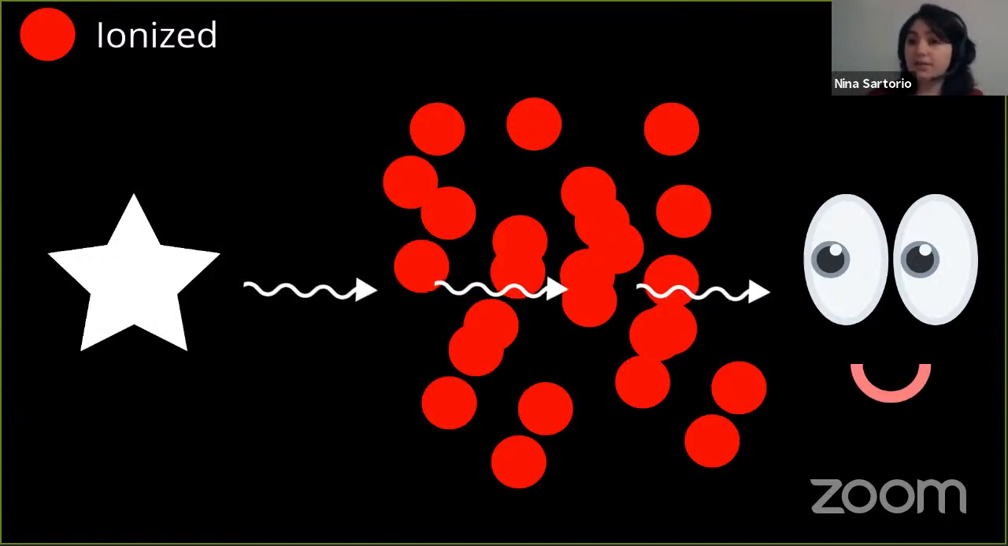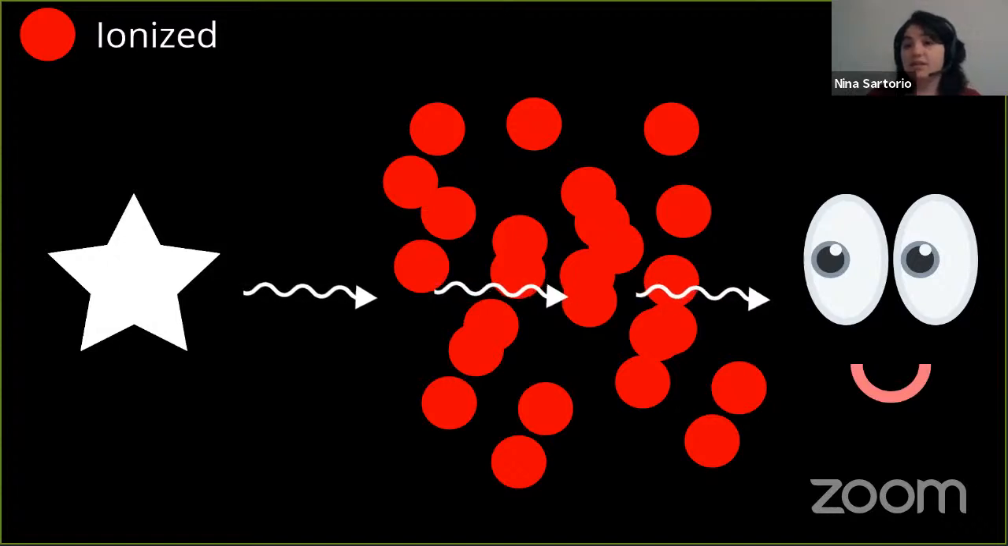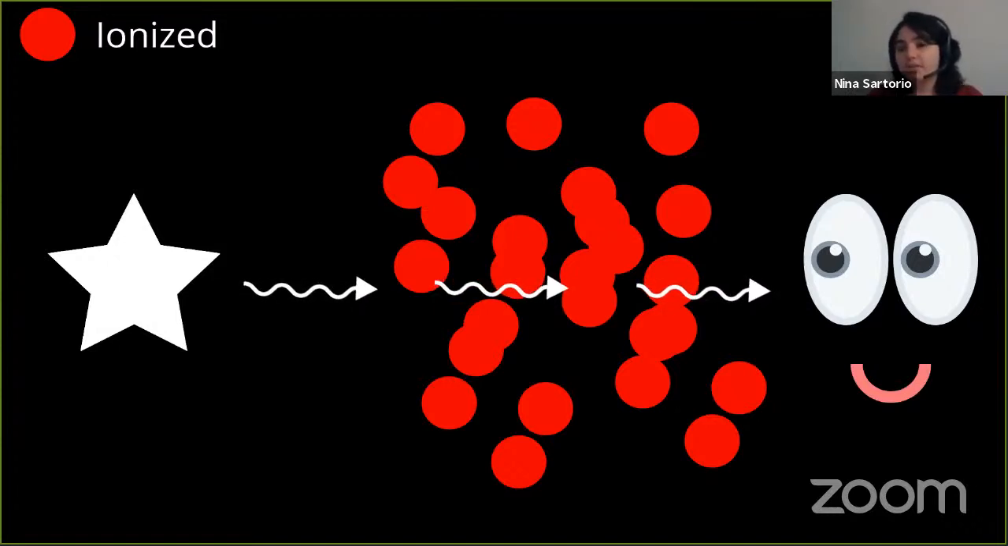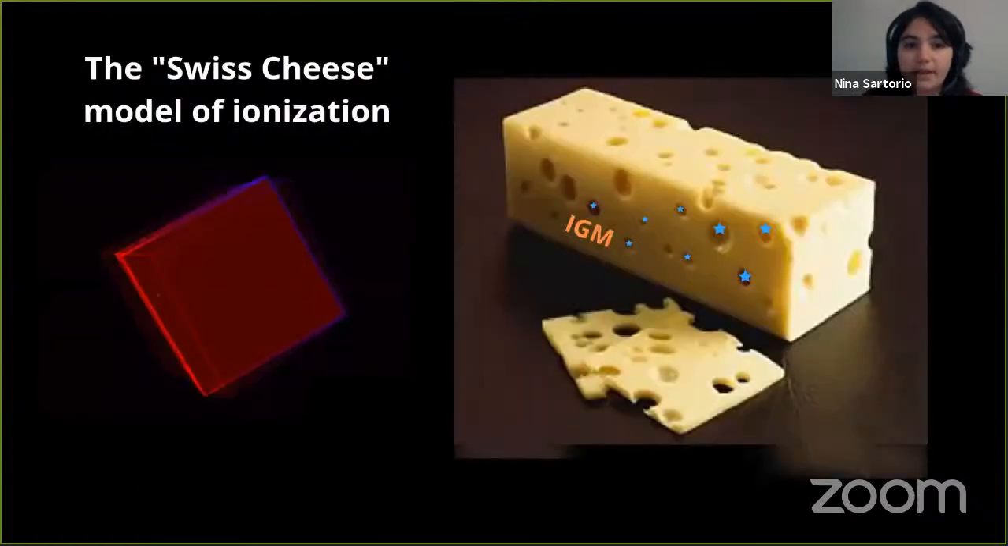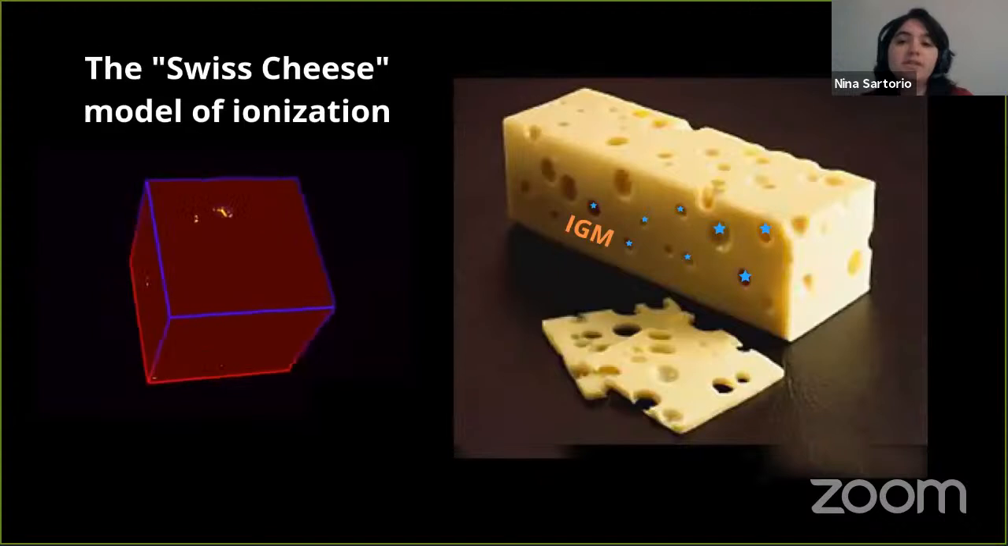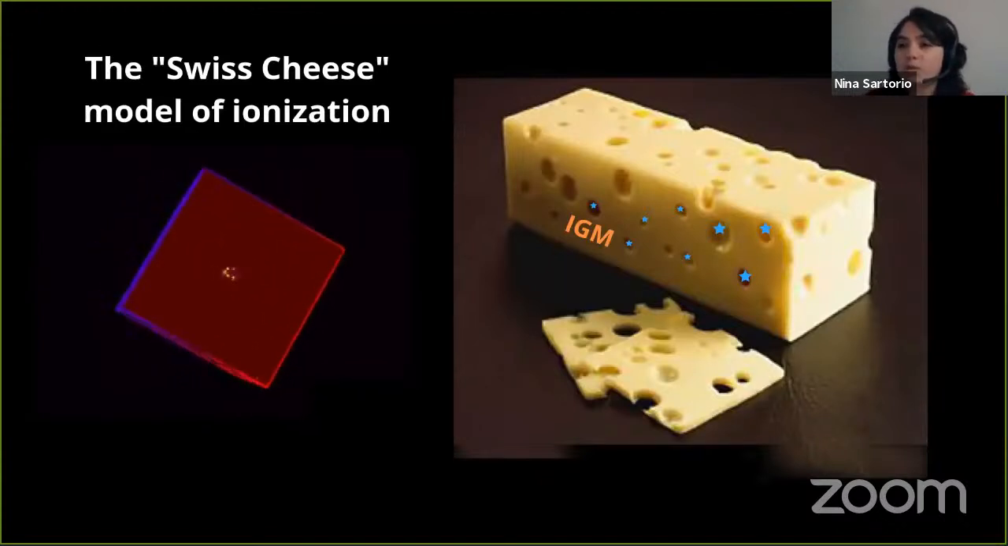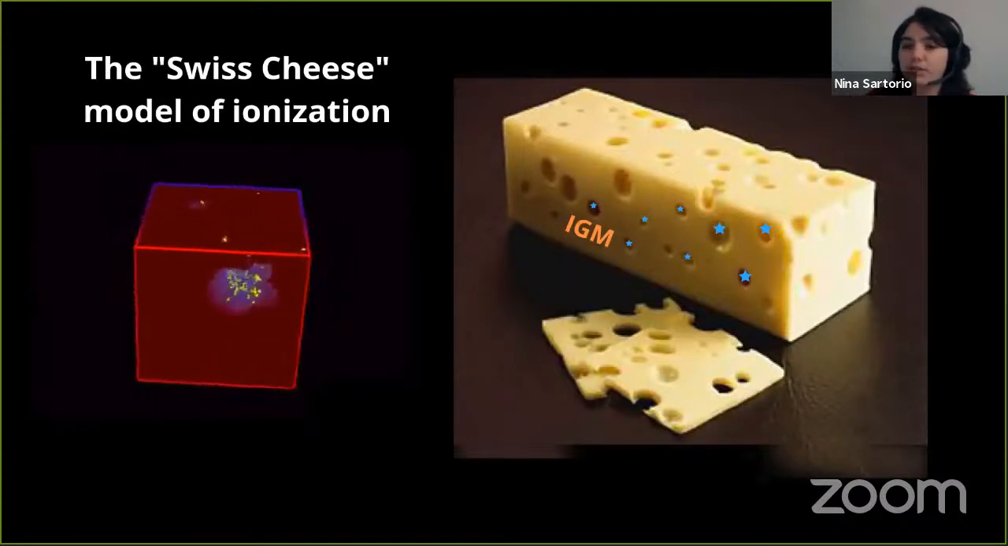The fact that we can see things in the night sky means that the space in between, for example, the sun and the next star, is vastly ionized so that light can come through. Okay? So basically, we have this transition from the dark ages in which the universe was opaque to a universe like today that's mostly transparent. Okay? So this created what we call the Swiss cheese model of ionization of the universe.